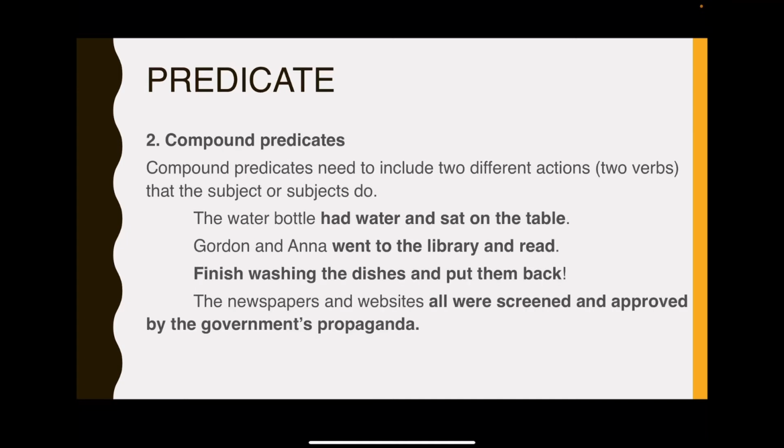Okay, let's see. Number two, compound predicates. Compound predicates need to include two different actions or two verbs that the subject or subjects do. Okay, the water bottle had water and sat on the table. Here we have two verbs in this sentence, the verb had and the verb sat, and they are joined by the coordinating conjunction and.